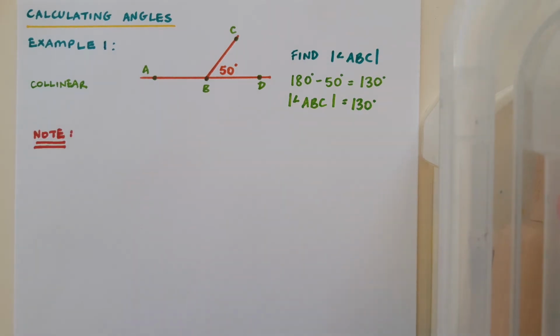Note, angles that go together, like ABC and CBD in this case, to make a straight angle are called supplementary angles.